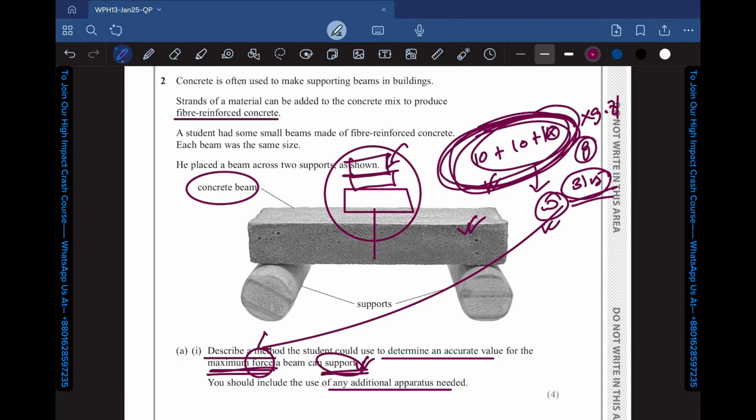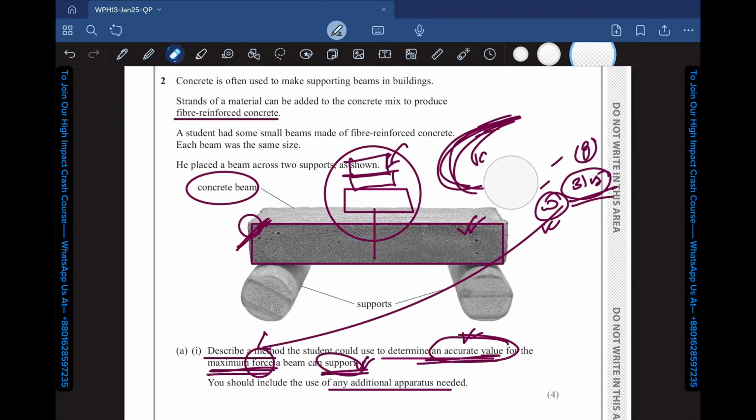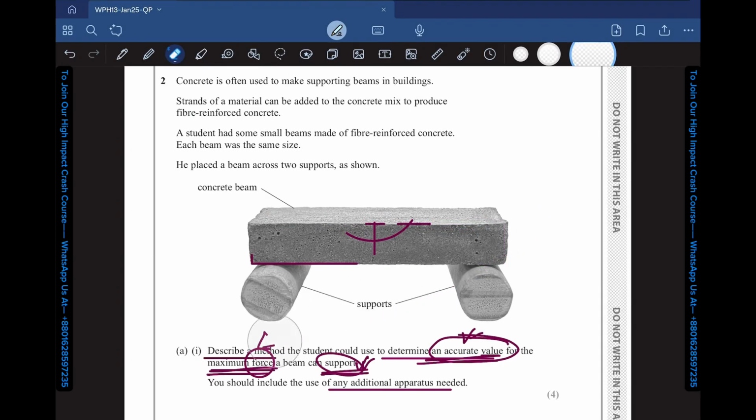And we will not only do this experiment with only one beam, we will repeat the same experiment with a couple of beams to calculate the average value or the mean maximum force. They have asked about the accurate value, so to get the accurate value we will repeat the experiment with a couple of beams as well. Not different beams actually, a couple of the same beam, but we will repeat the experiment a couple of times. Okay, now let's have a go and answer this question.